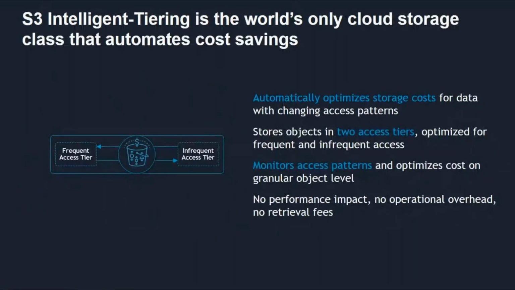Now let's take a little bit of a look into some of these classes a little bit more carefully. The S3 intelligent tiering world is the cloud's only tier to provide automated cost savings.